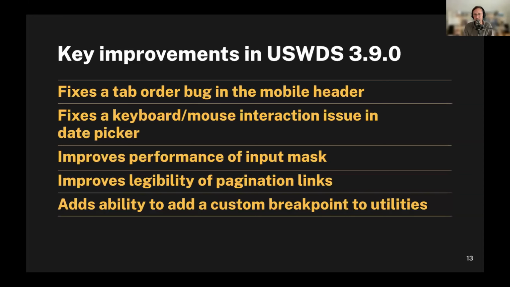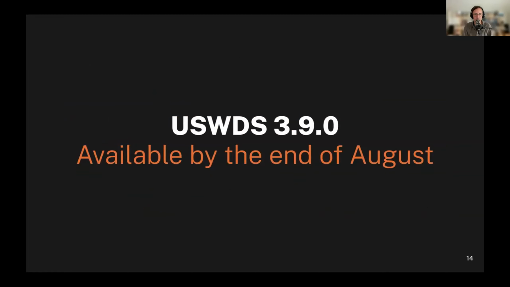It fixes a keyboard mouse interaction issue in the date picker. It will improve the performance of input mask. It'll improve the legibility of pagination links, and it adds the ability to add a custom breakpoint to utility output. So there's a number of good improvements, good fixes in there. So look forward to USWDS 3.9. Slide 14. We're working hard on it, and this release will be available by the end of August.